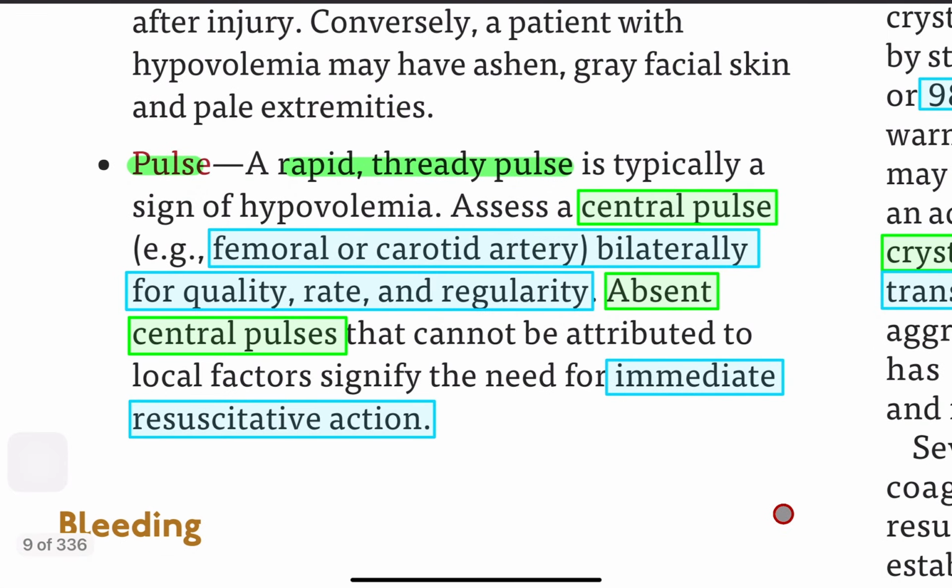Regarding the pulse, the central pulse, that is the femoral and carotid artery, is palpated bilaterally for quality, rate and regularity. Absence of a central pulse needs immediate resuscitative action. So in the central pulse, we should look for quality, rate and regularity. Rate is also part of it.